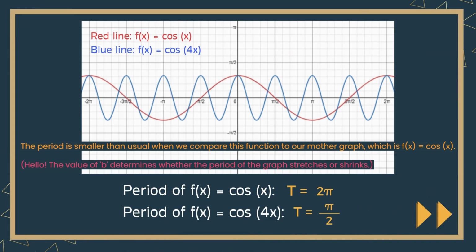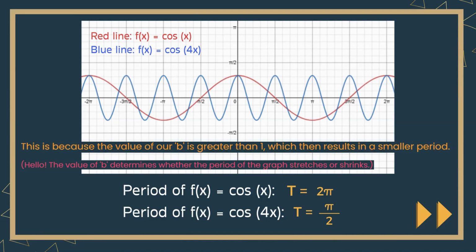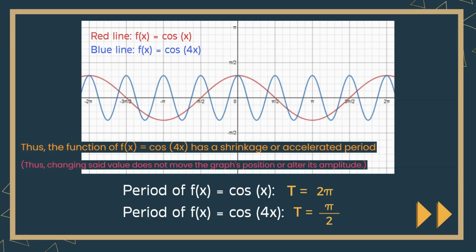The period is smaller than usual when we compare this function to our mother graph, which is f of x equals cosine x. This is because the value of our b is greater than 1, which then results in a smaller period. Thus, the function f of x equals cosine 4x has a shrinkage or accelerated period compared to the standard cosine function f of x equals cosine x.